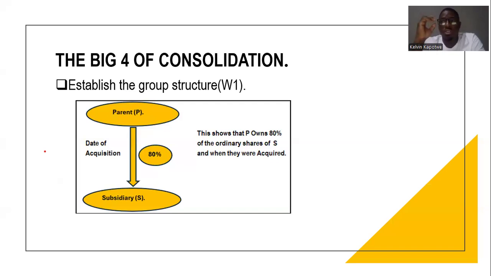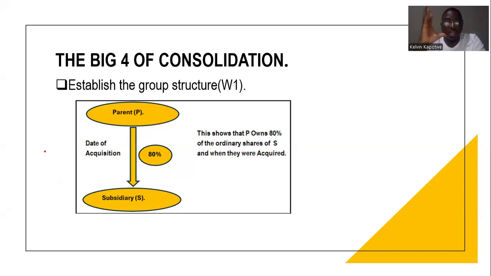You can't consolidate without understanding who owns who, which one is the subsidiary and which one is the parent. When was the parent acquired? When was the subsidiary acquired? And what is the percentage of the NCI? Does the parent own 100%, or is the other portion owned by other investors? That must be established through what is called the group structure.